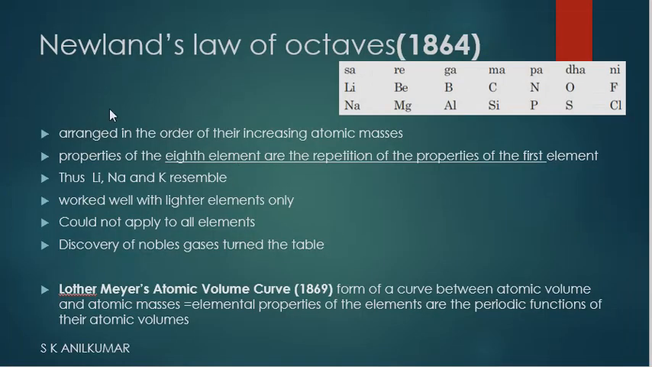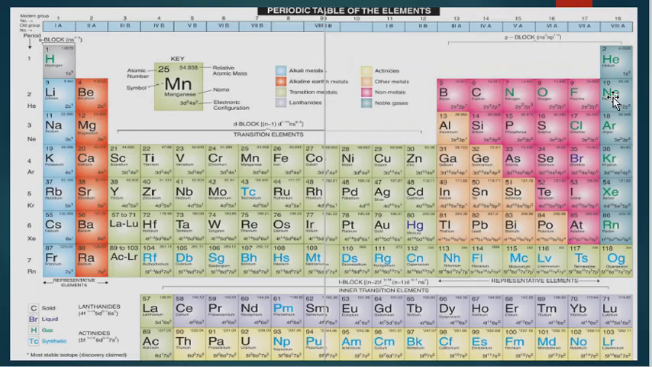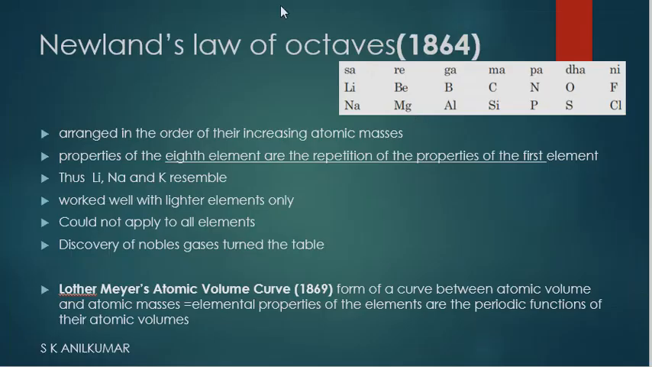Newlands' law of octaves worked well for lighter elements, but could not apply to all elements. Discovery of noble gases turned the table, because when it comes to neon, neon is not behaving like this. So it was not a repetition. There was a problem, and these gases were not known at that time. When octaves were formed, these were not there. So that was one problem that we had in Newlands' octaves.